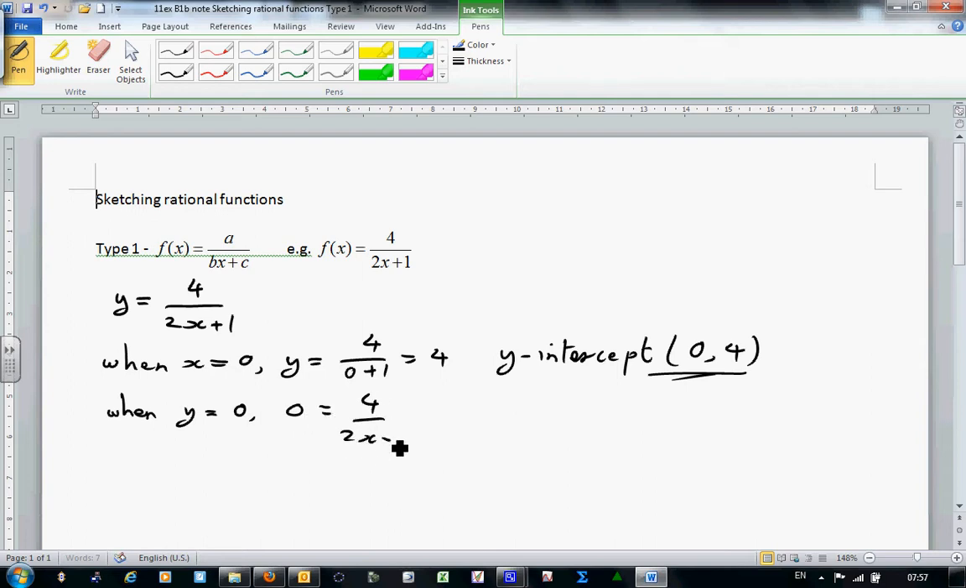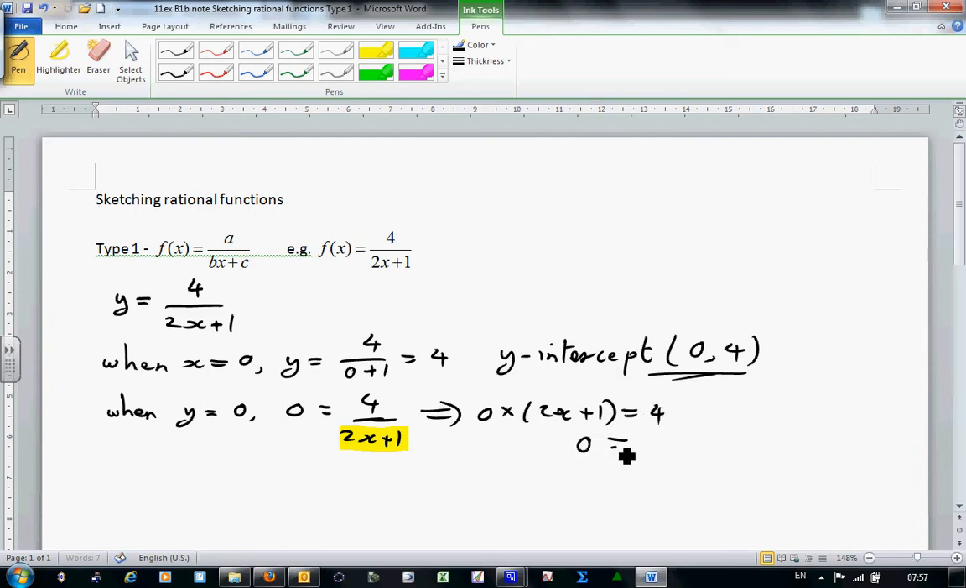Now, the 2x plus 1 on the denominator here, that's dividing. So if I multiply both sides by 2x plus 1, or depending on how you've been taught, you could take the 2x plus 1 to the other side. Now, the yellow part is dividing, so the yellow part will multiply. This will imply then that 0 times 2x plus 1 equals 4. So in other words, 0 equals 4.